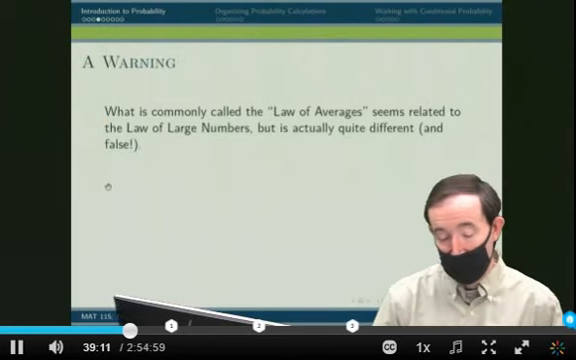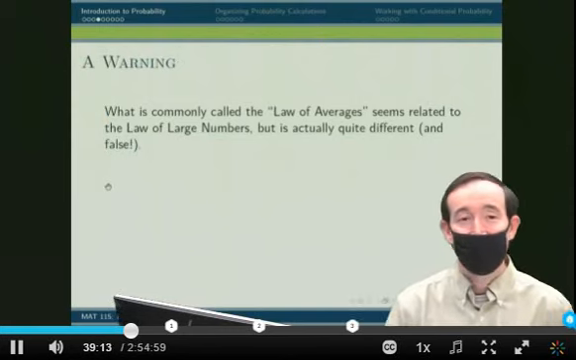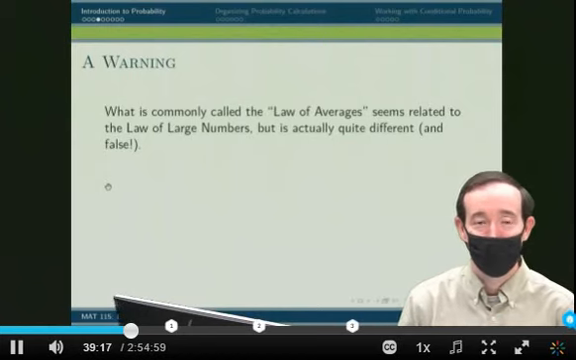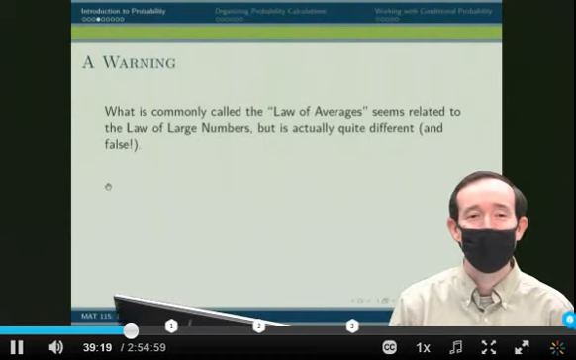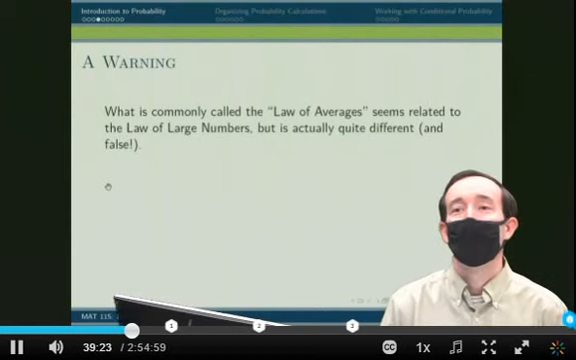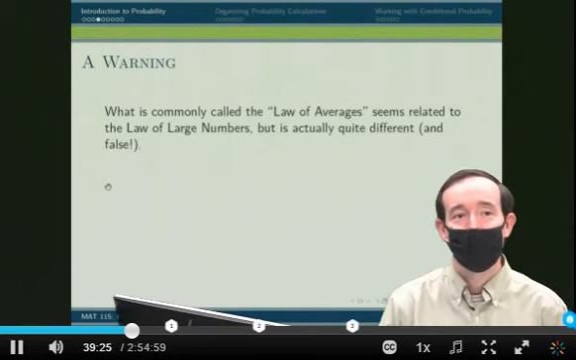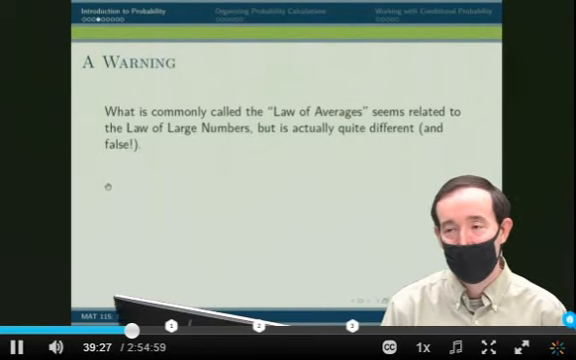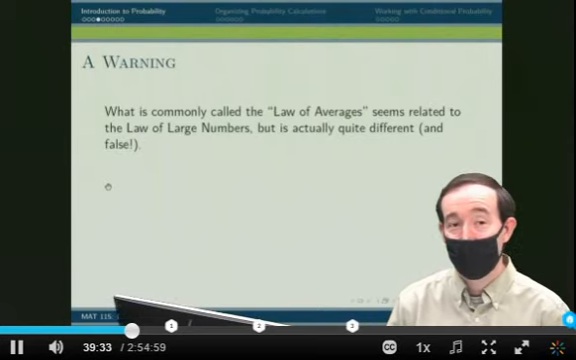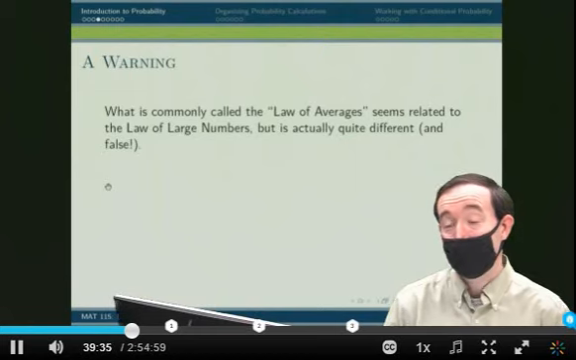Okay. You may or may not have heard of the law of averages, or regression to the mean, I guess, is another way to think about it. This is a very dangerous assumption. It's kind of a misconstrual of the law of large numbers. It's actually very different. It brings in assumptions that are not necessarily true, and in fact in many cases are completely false.